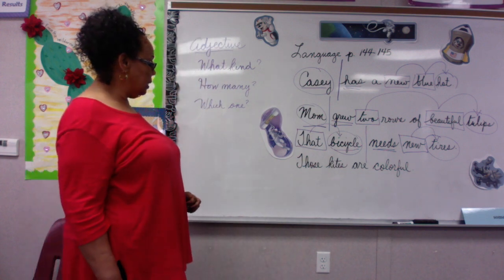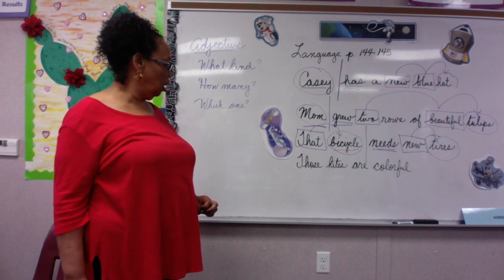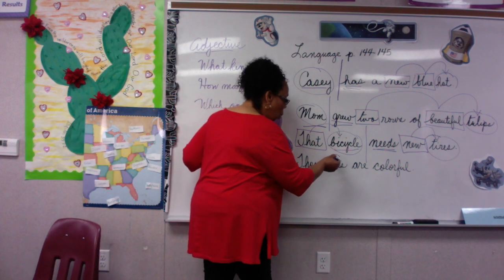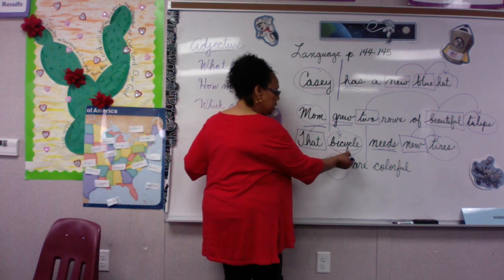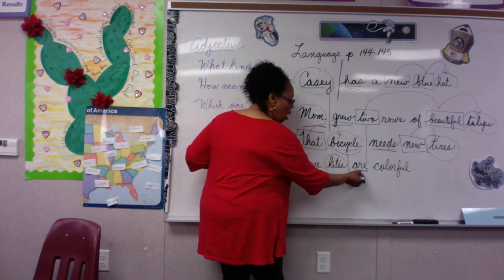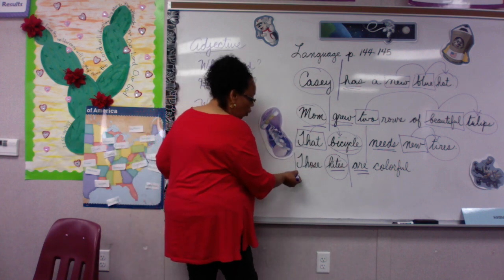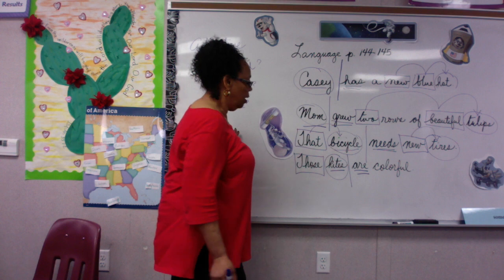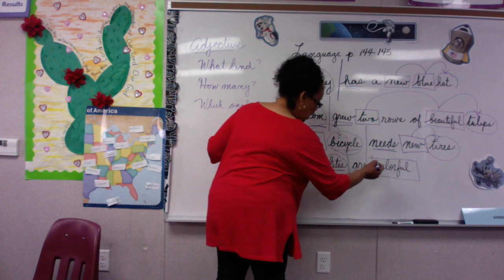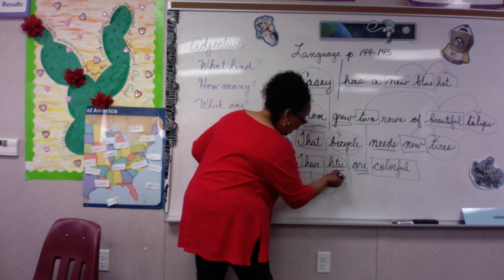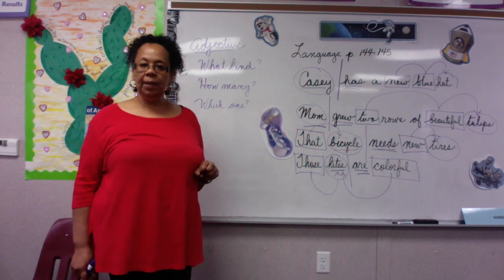Last one. It says those kites are colorful. And we only have one noun in this sentence. Let's divide our sentence. It will be divided here. Are is my verb. Kites is my subject. Those is an adjective. Colorful is an adjective. Those kites, colorful kites. They're both describing the kites.